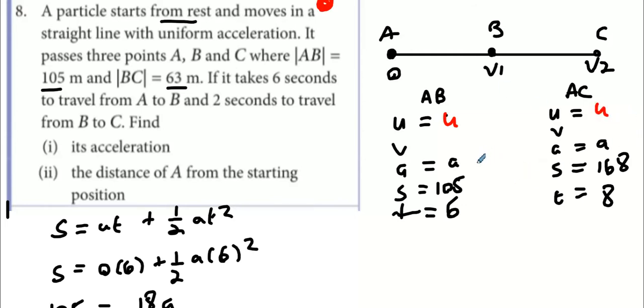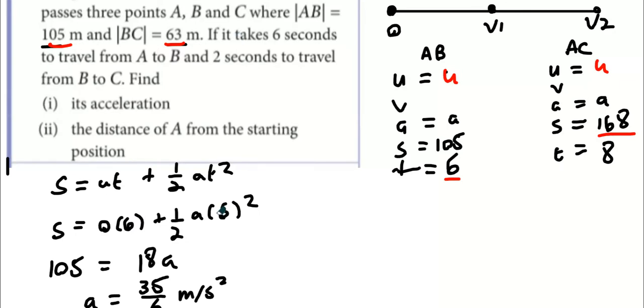So the acceleration is A for both of them. The distance is 105 for A to B and 168 for A to C because you add the 63 to the 105. T is 6 seconds for A to B and 8 seconds for A to C. Now, what we've got here, guys, is that all we need to do differently is just lob in a U here. So S equals UT plus a half AT squared. You need to have a U in here. Okay, and that means you'll have 6U plus 18A.